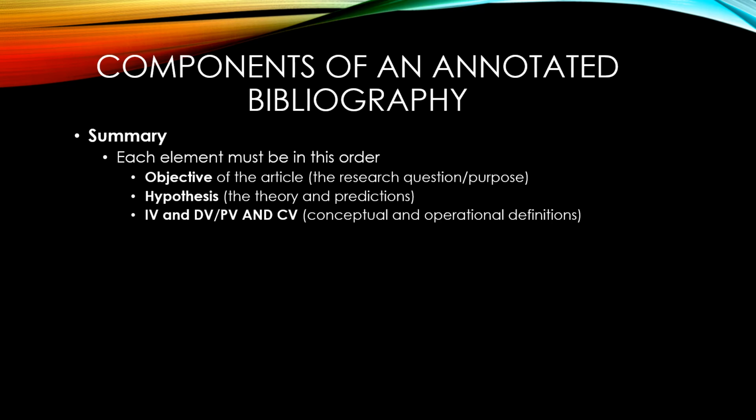So the next component is you're going to want to tell me the independent variable and the dependent variable, if you're talking about an experiment, a paper where the authors conducted an experiment, or you're going to want to give me the predictor variable and the criterion variable if you are talking about a study that includes correlational research.